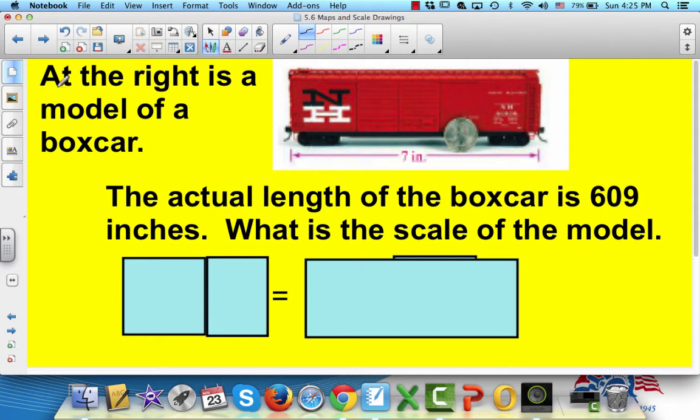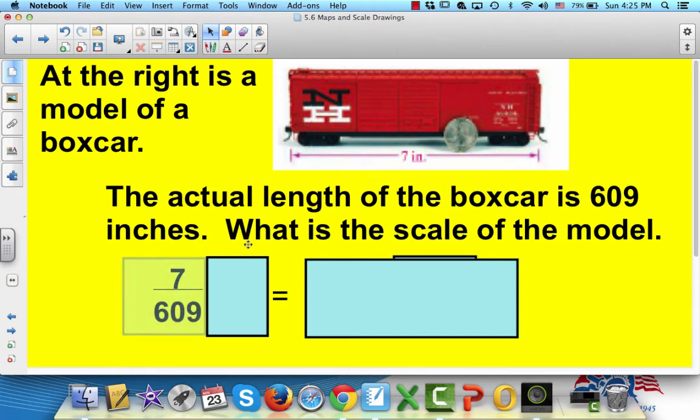Alright, at the right is a model of a boxcar. Okay, so we've got maps, we've got scale drawings, and now we're dealing with a model. At the right is a model of a boxcar. The actual length of the boxcar is 609 inches. So in real life, it's 609 inches long. What is the scale of the model? Okay, so when we're talking about scales, we say we want it to be 1 inch is equal to. Right now we know 7 inches are equal to what? 609 inches. This 7 inches represents 609 inches. So we write that down.